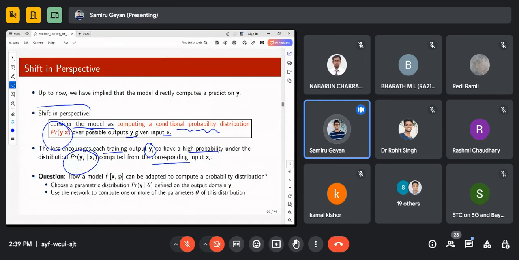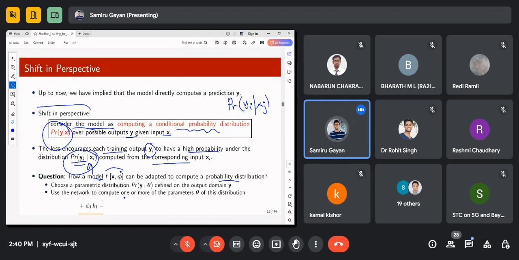So we train the model so that we get a higher probability for this one, not something else. We try to reduce the probability for the others. If we give another one, maybe a j, it should go down, but this one should be higher. That's how we train the model. So the question now is, if we have input and output directly, and we need to train to find the output, we know how to do that. But the question is now how this model, this f, can be adapted to compute a probability distribution.